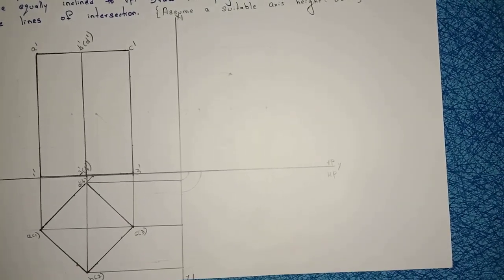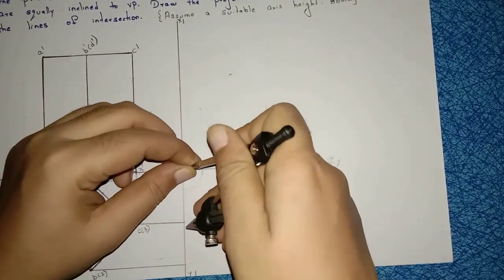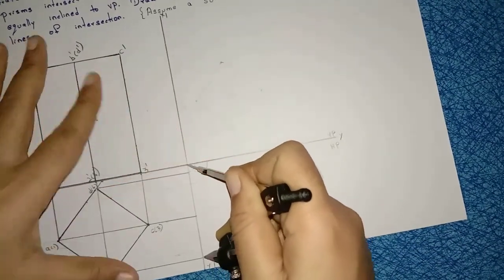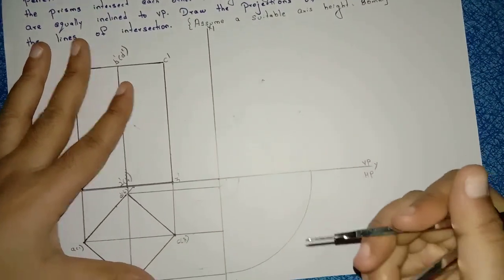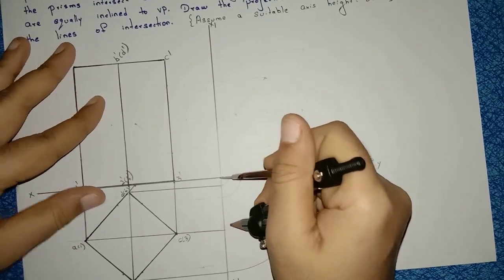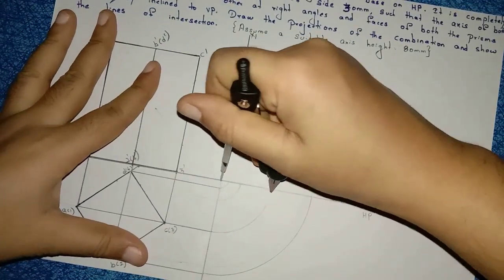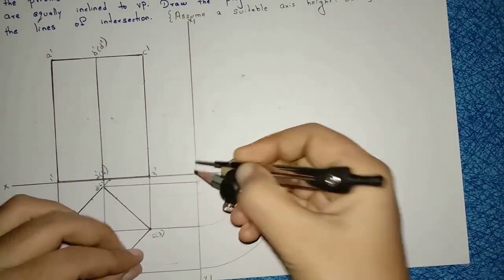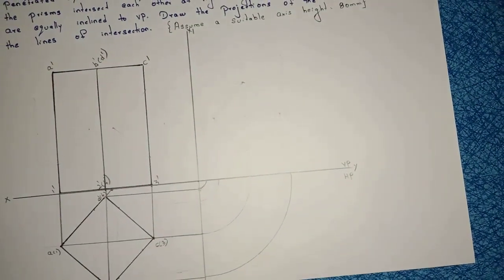Now what we have to do? Place your compass here, at the intersection of the two reference lines. Take this distance, b of 2 distance. Now draw a curve till this reference line. Then next a of 1, c of 3. Take this distance with the compass again and draw a curve till this reference line. Then next again take this distance and draw a curve. Again place your compass there and draw a curve till the reference line.